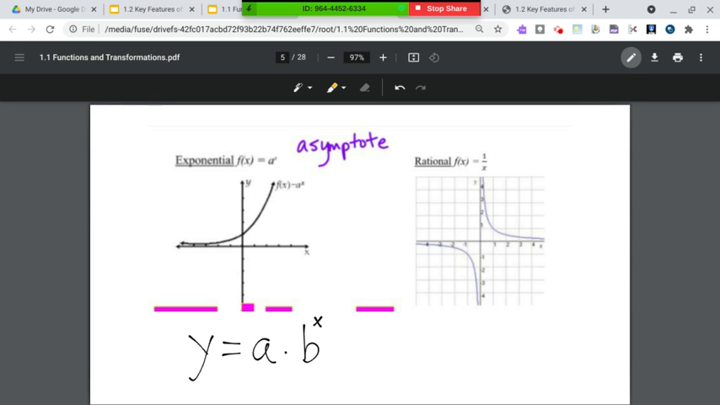But exponential functions have asymptotes. Basically, they have a horizontal asymptote. It's where the graph gets really close to but never touches or crosses.